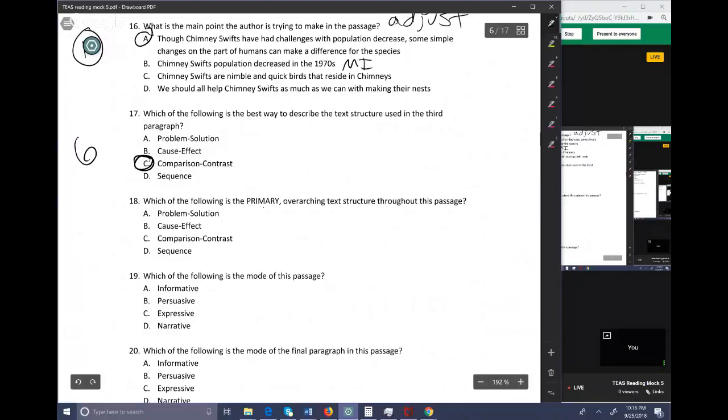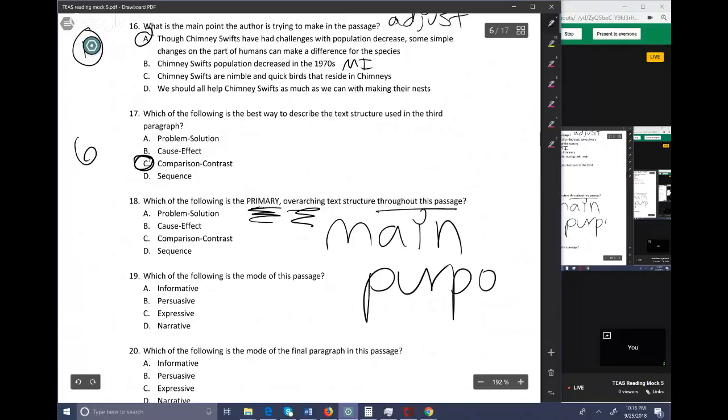18 asked which of the following was the primary overarching text structure throughout the passage. It was really designed, and I'm going to give you a hint, go to the main purpose place for this. The main purpose was problem solution. Problem is the decline in population, and solution is the things that we can do to help. So that would make it sort of a combo of reading 2 and reading 6 because it is text structure, but main purpose is a good way to get there.